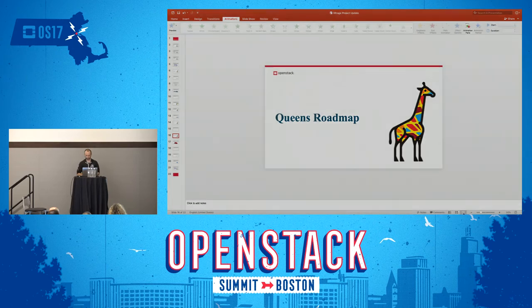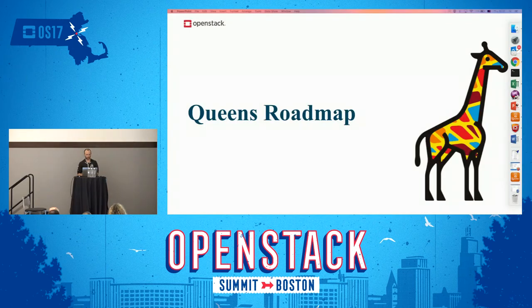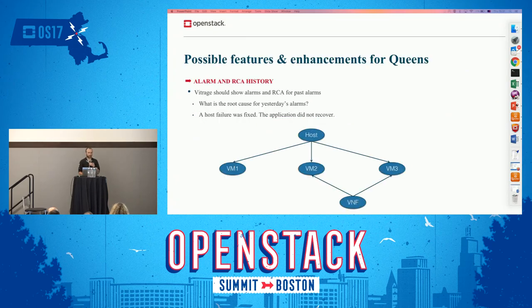Some presentation problem. Okay, so now let's talk about the Queens roadmap. The main changes that I want to talk about are three changes. The first one is the alarm and RCA history. Each system needs to have a history. And in our case, we have three use cases that I want to talk about.